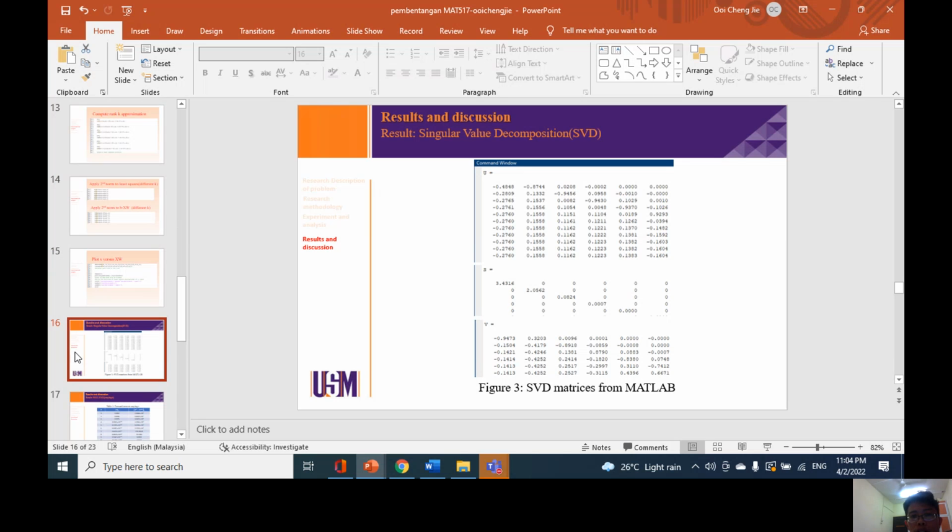The result for the singular value decomposition is shown here. As I mentioned just now, we have three matrices, U, Σ, and V. The most interesting part will be the Σ. As you can see, there are non-zero values somewhere along the diagonal. We have 4 non-zero diagonal entries. These 4 non-zero diagonal entries will be useful for the later analysis, for the discussion part.